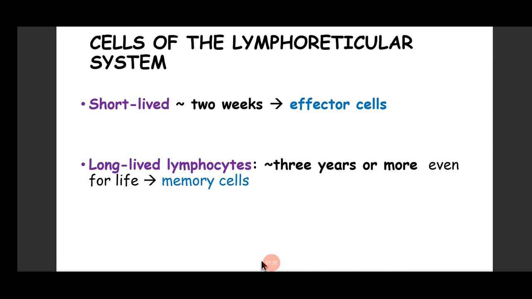On the basis of their life, they are divided into short-lived and long-lived lymphocytes. Short-lived are the actual effector cells. They live for 2 weeks. Long-lived lymphocytes have a lifespan of around 3 years or more, sometimes even for life. They are called memory cells. They remain alive for a very long time, and whenever the body faces a similar kind of infection again, they become active and proliferate.